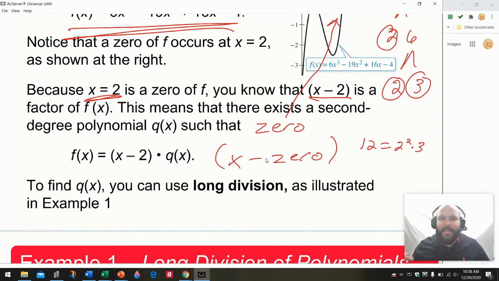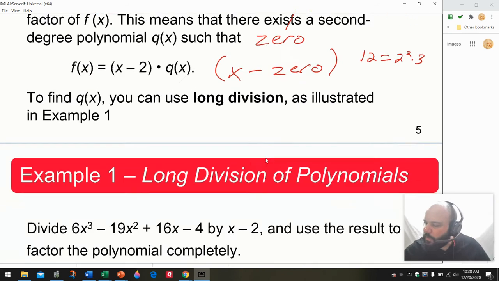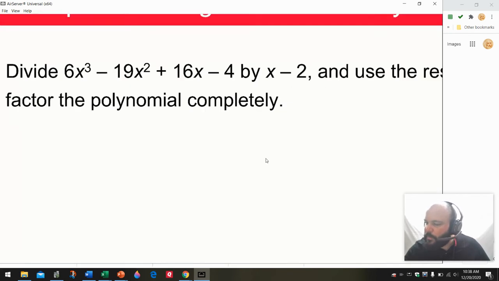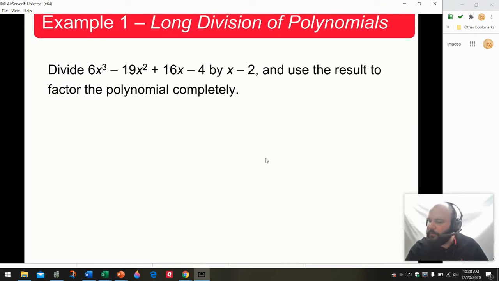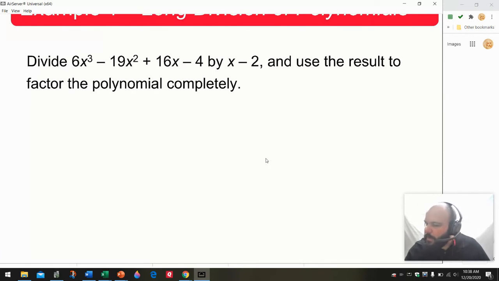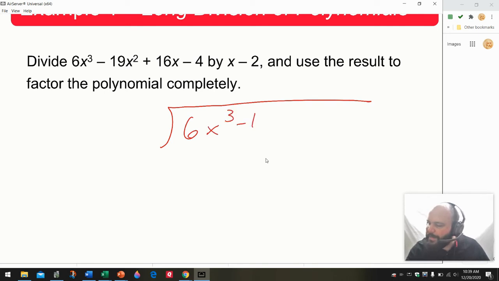And what we would then be able to do, since we know that's a factor, is divide that out using long division. So let me show you how to do long division with polynomials. The first thing you're going to do is set up your division problem, and you're going to write what is being divided inside the division symbol.